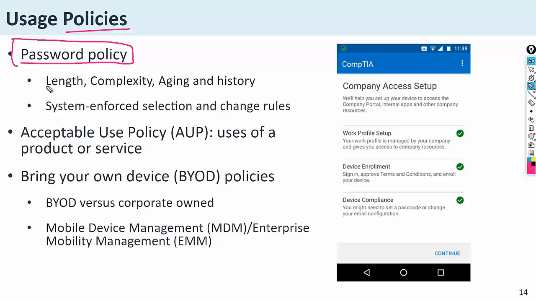Like they have a strong password policy: length of 8 to 12 characters, complexity having capital letters and small letters, and there is aging and history. Aging means every 60 days the password will expire, and now you need to implement a new password. And history means the last 10 passwords cannot be reused.